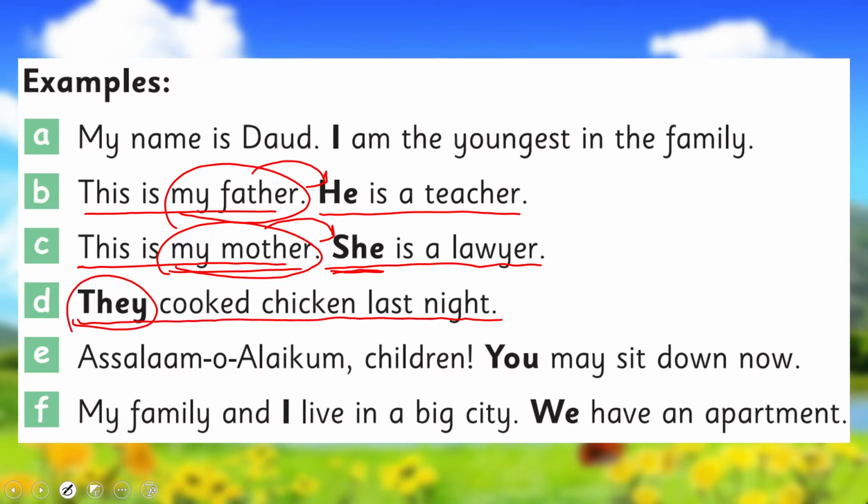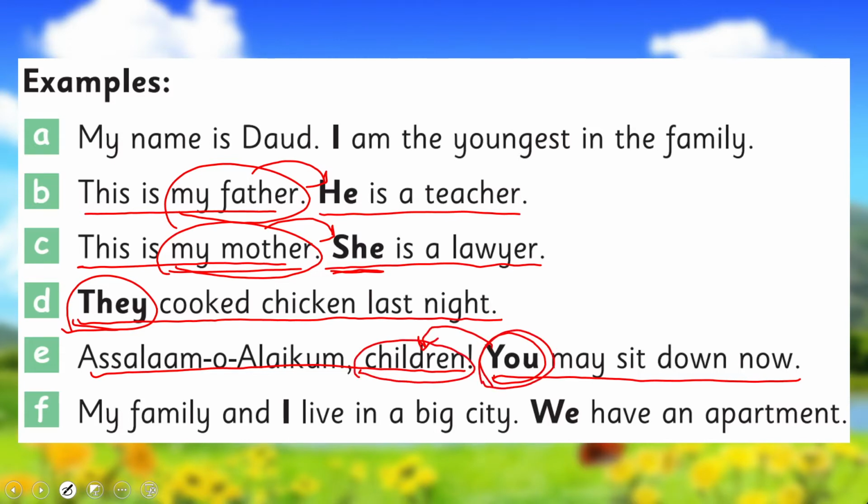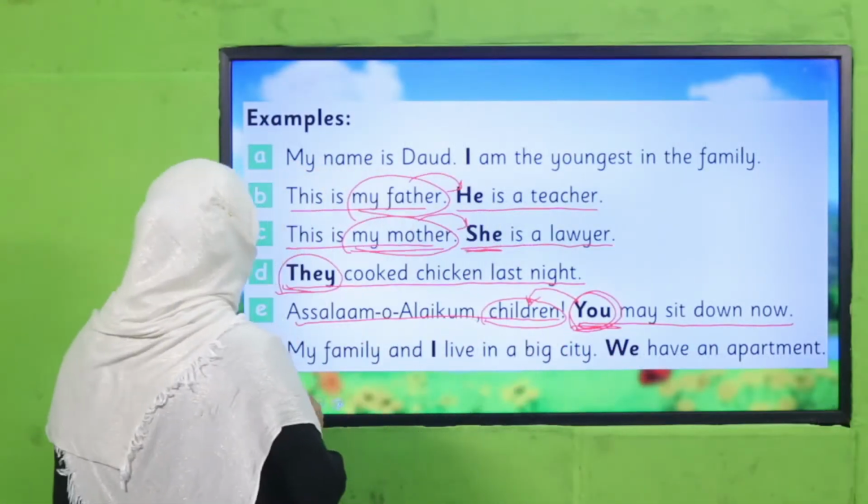They cooked chicken. Assalamu alaikum, children. You may sit down. Now this you is referring to children. So children is a noun and you is a personal pronoun, and it is the subject case of the personal pronoun.